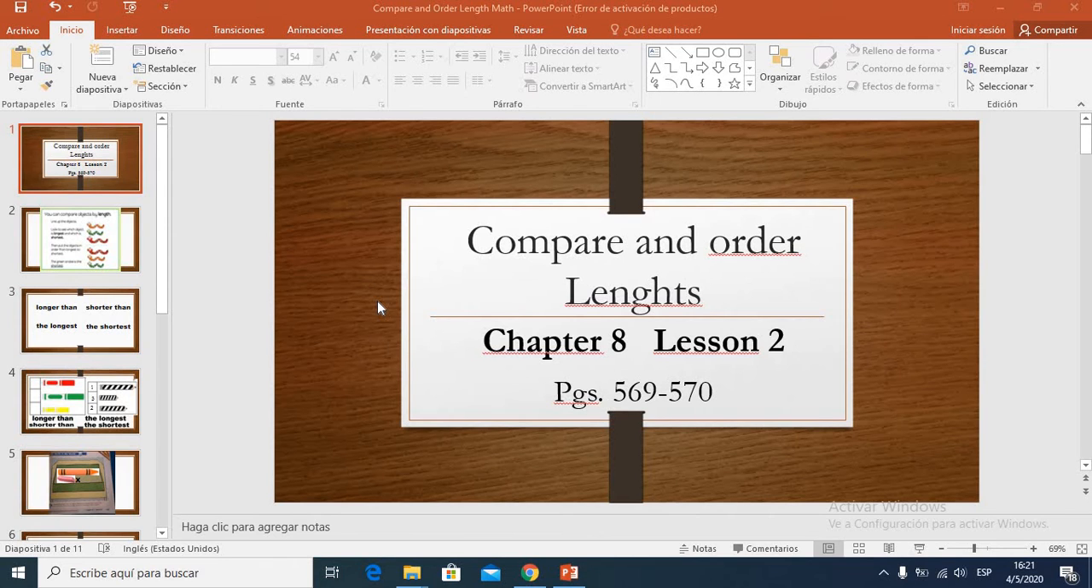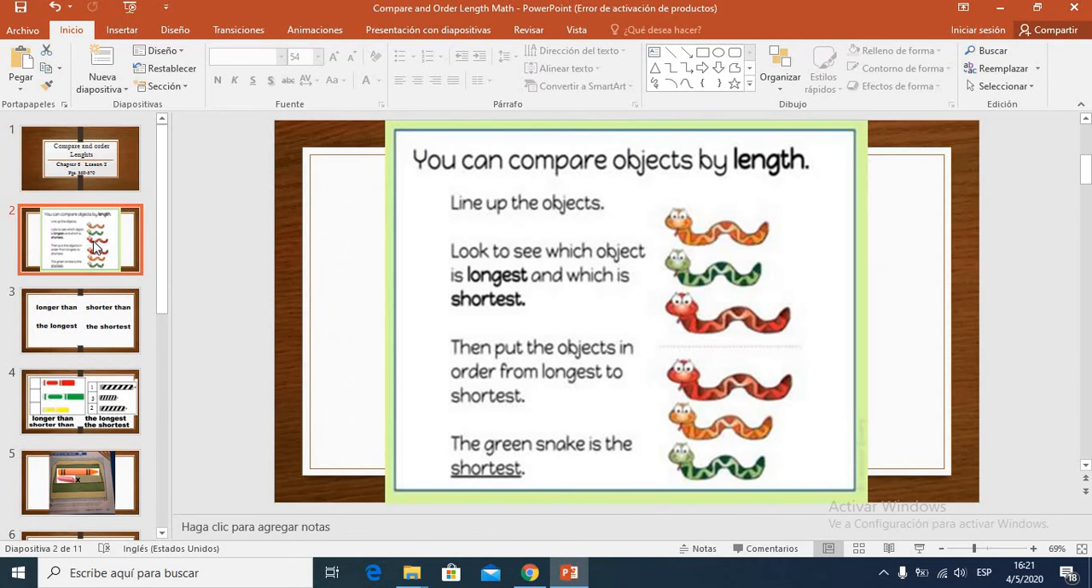Hello, hello. Okay, guys, now we're gonna work in math. Remember, in math, we are learning about compare and order lengths. That means that we take two or three objects, especially three, and we compare the objects from the longest to the shortest or from the shortest to the longest. Remember, one object is long, the second object is longer than the first one, and the third object is the longest of the three.